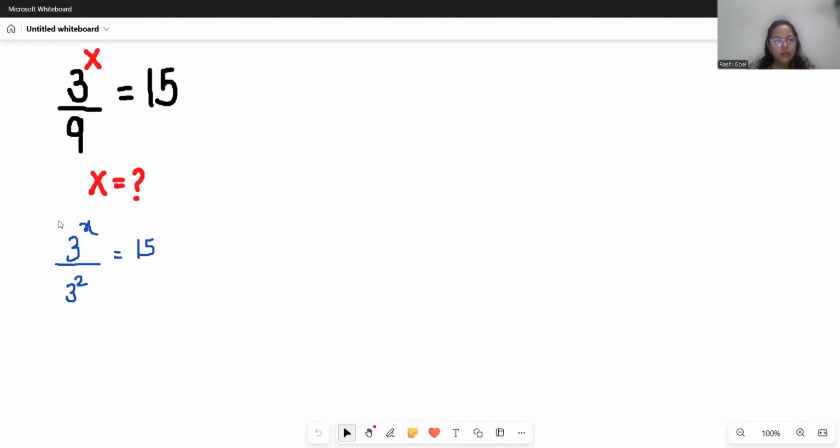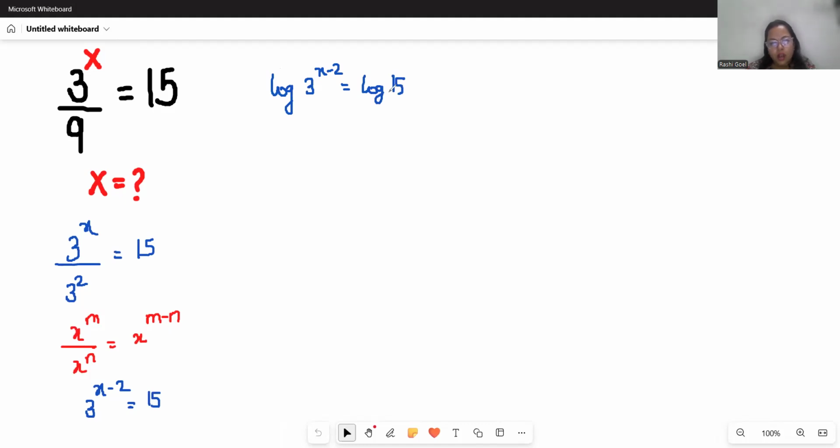Now as per exponent rule, x power m by x power n, we can write it as x power m minus n. So this becomes 3 power x minus 2 equal 15. Now if I take log on both sides, log 3 power x minus 2 equal log 15. Now as per log rule, log a power b, we can write it as b log a. And it becomes x minus 2 times log 3 equal log 15.